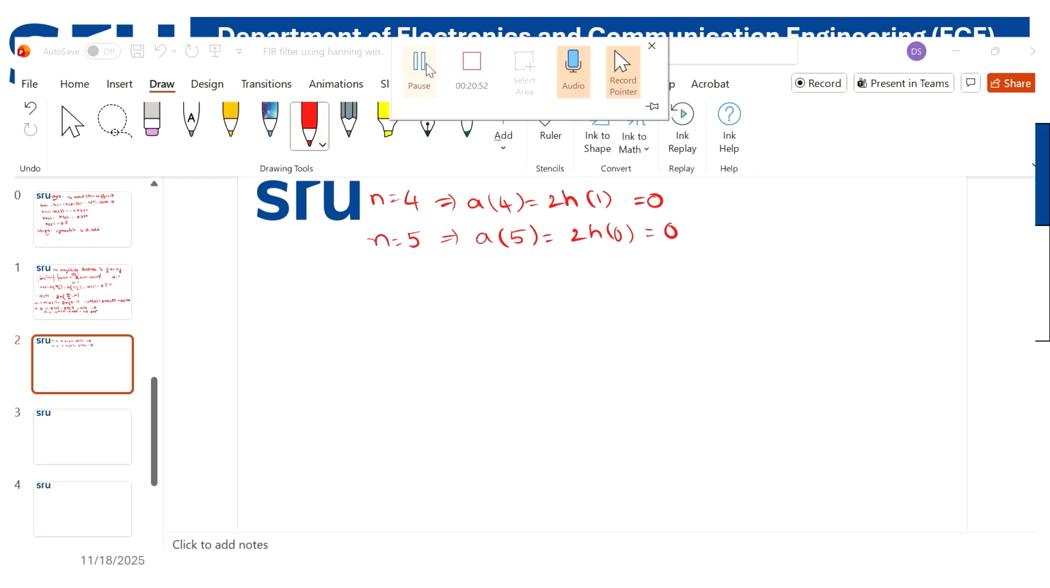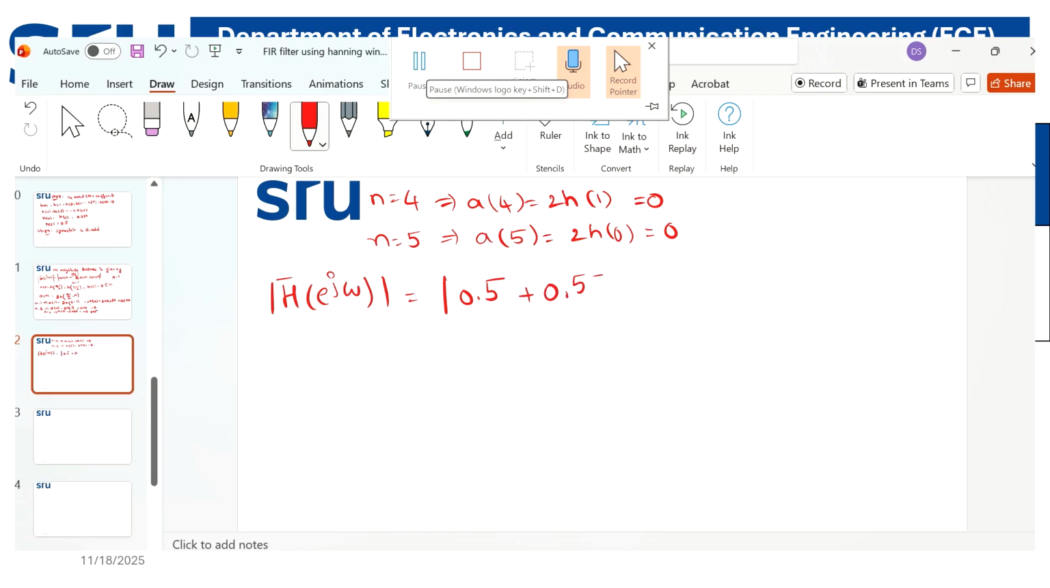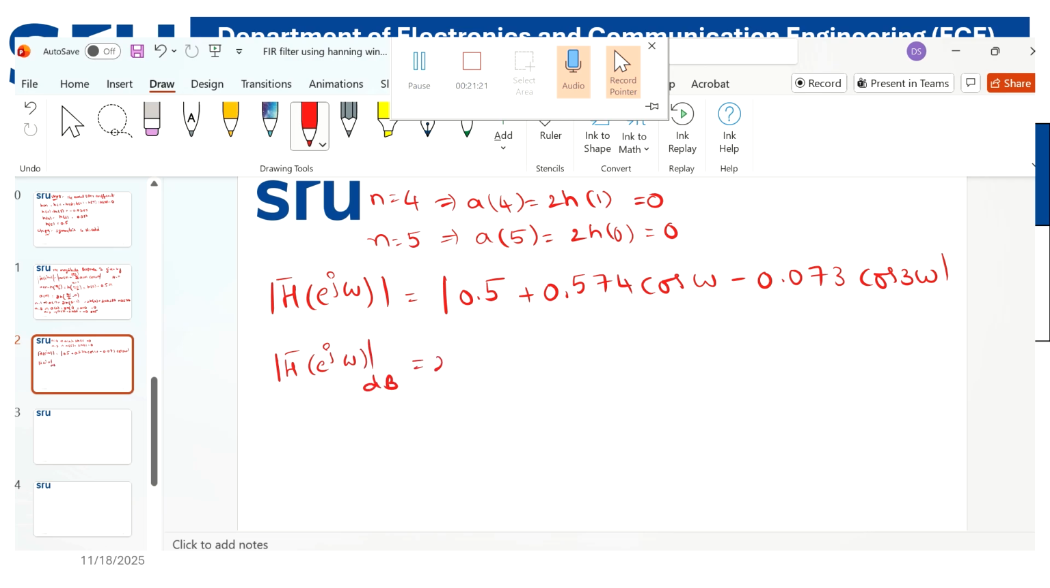Next, with the obtained values, we have to find out the magnitude response. The magnitude response is magnitude of 0.5 plus 0.0574, if I elaborate the summation, cos omega minus 0.073 cos 3 omega. Now find out this magnitude in terms of dBs. To calculate in dBs, apply 20 log on both sides. 20 log of h of e power j omega magnitude.